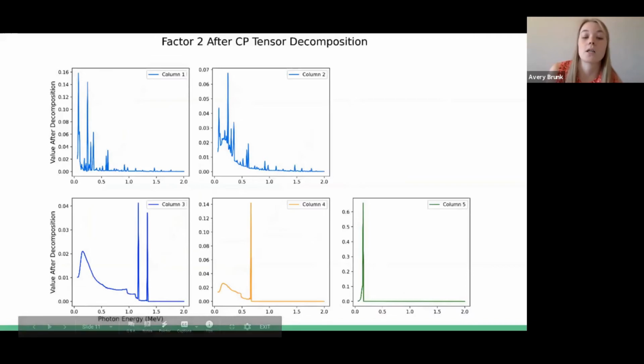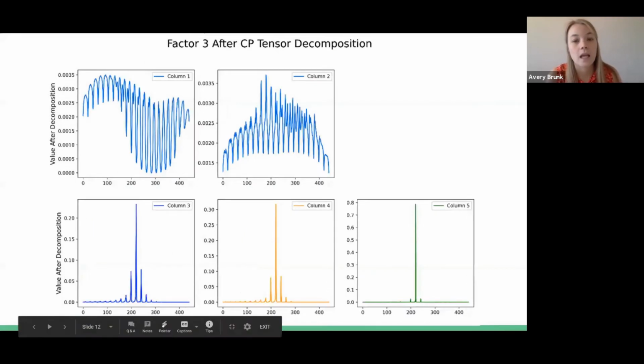Our next factor is the behavior across the energy sources. So what this was able to do, the first 2 graphs show the background noise that is very present in our data. And the next 3 are able to pull out the signature energy peaks of cobalt, and then the 4th column pulls out the cesium, and the 5th column pulls out the tech.